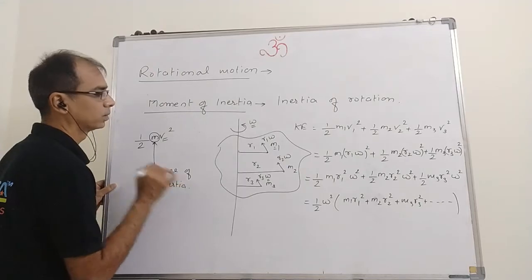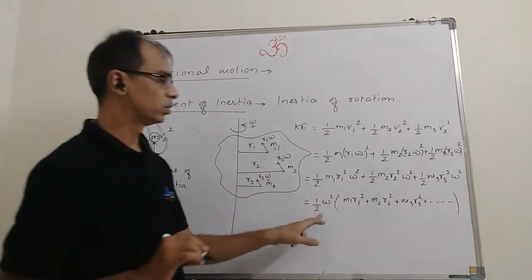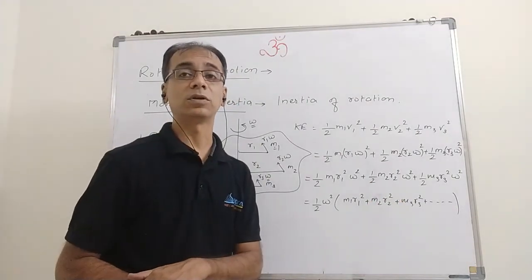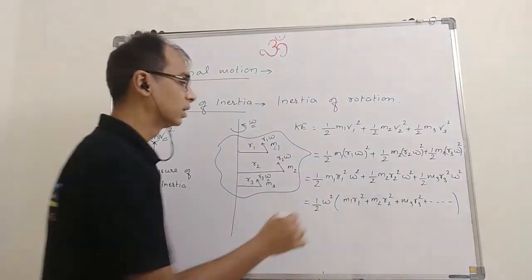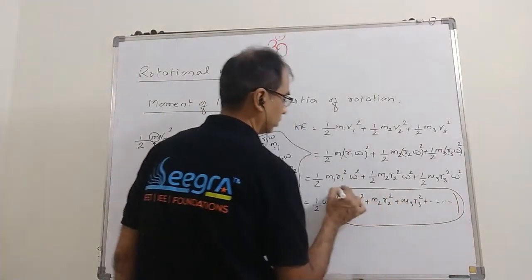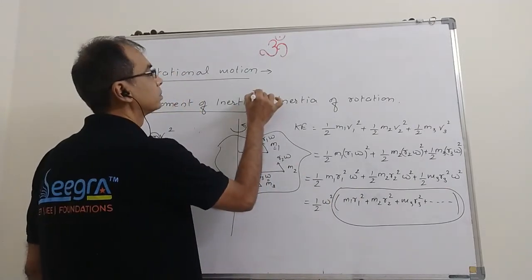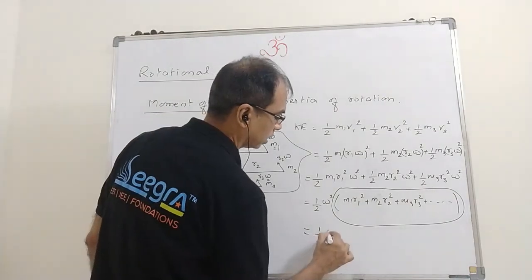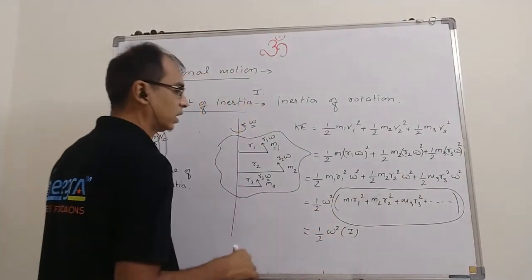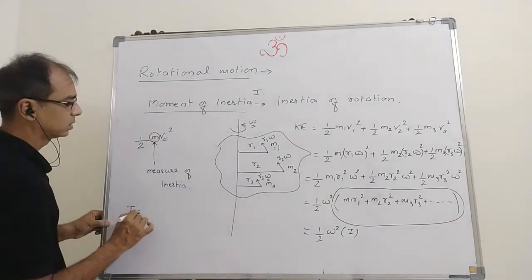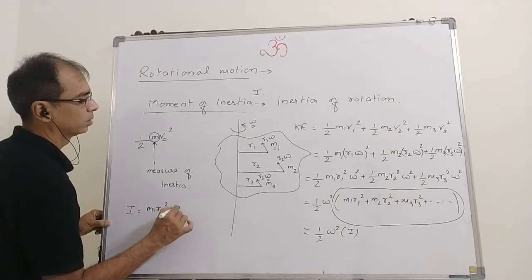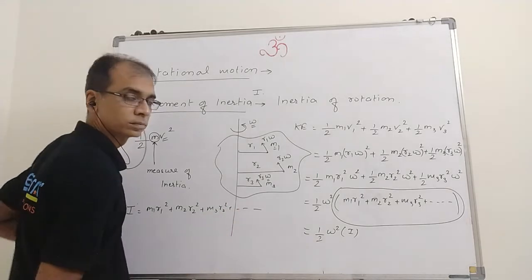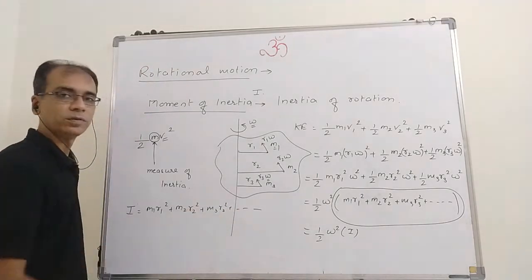Now compare it with this one. V square by 2 here, omega square by 2. So this entire thing is actually the measure of inertia when you compare both. But here we are calling it moment of inertia, and we represent it with I. So here kinetic energy we are writing as half omega square into I. So what is I? We have written already. I is m1 r1 square plus m2 r2 square plus m3 r3 square and so on. Okay, this is moment of inertia.